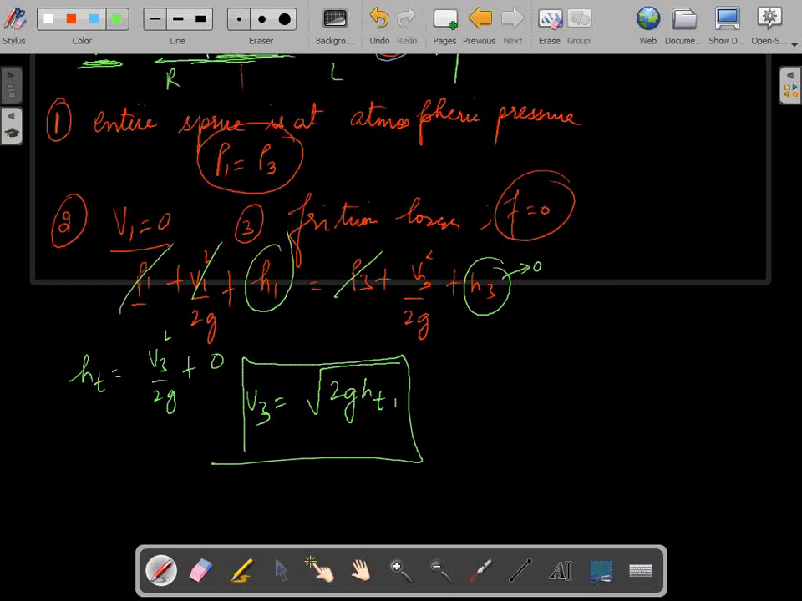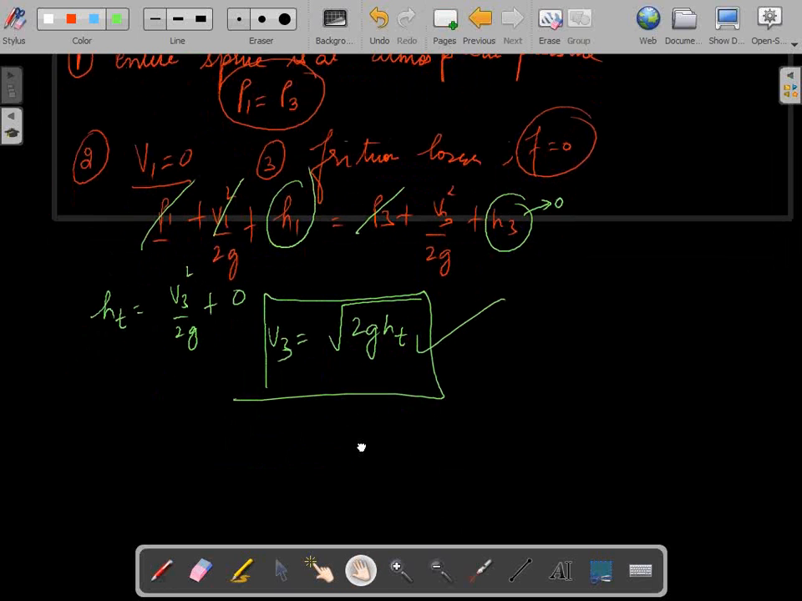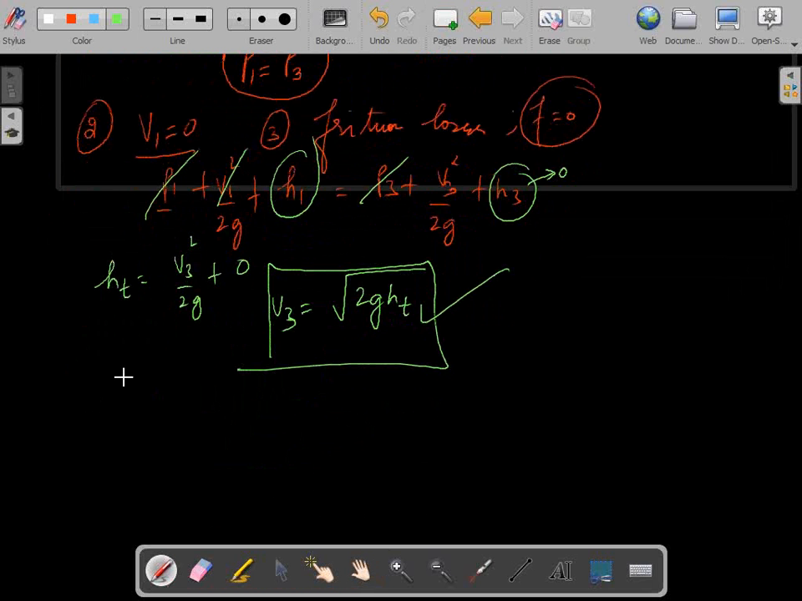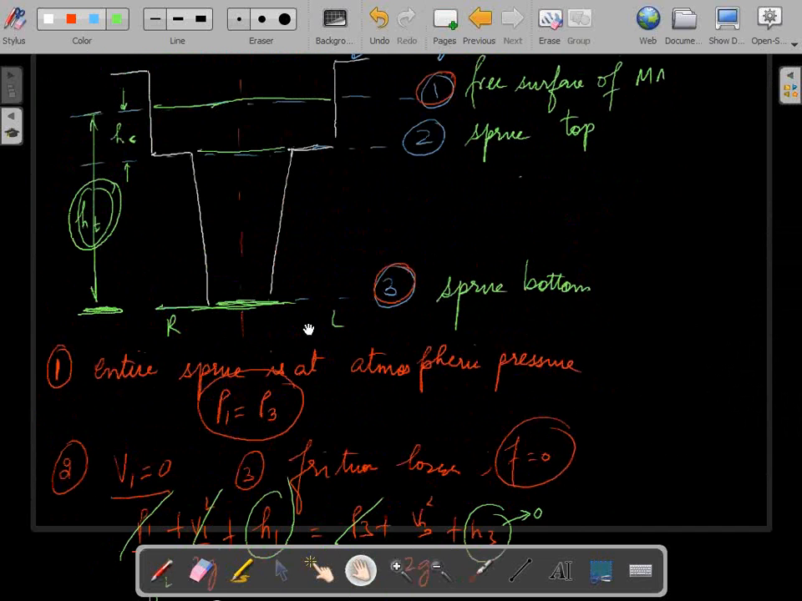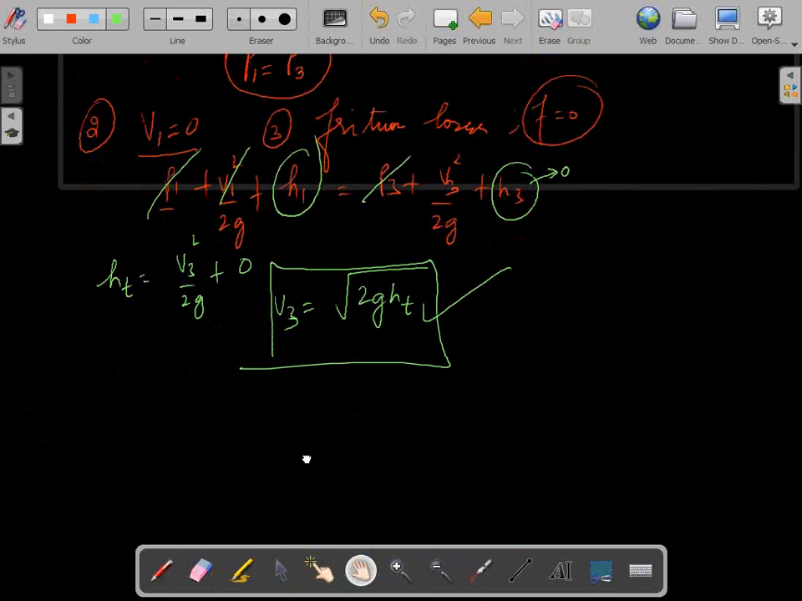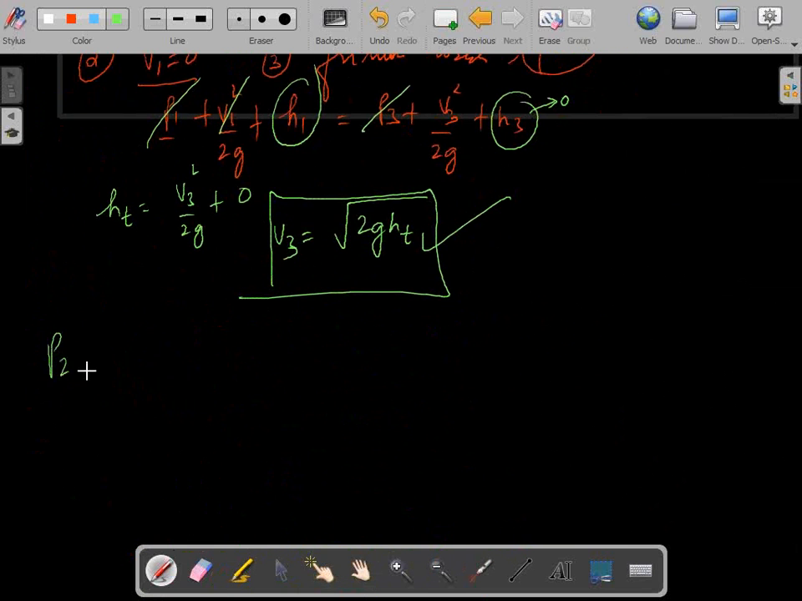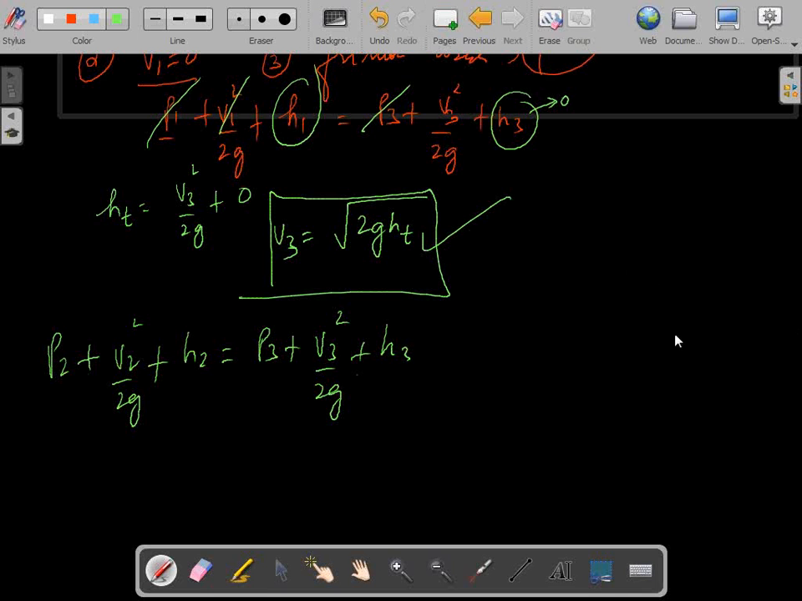Understood or no? Now let's come to the application of Bernoulli's theorem between section 2 and section 3. So you will get P2 plus V2 square by 2G plus H2 is equal to P3 plus V3 square by 2G plus H3.